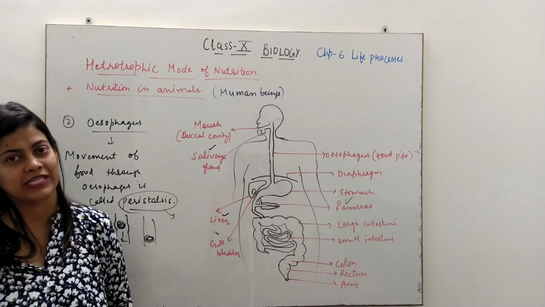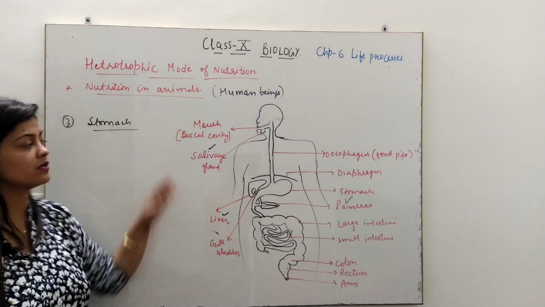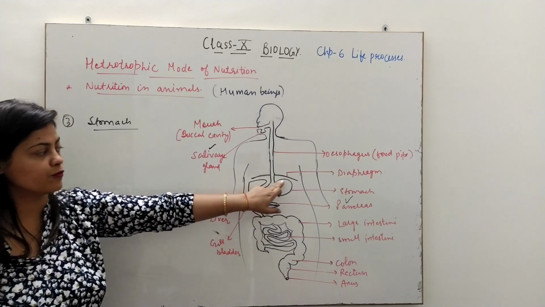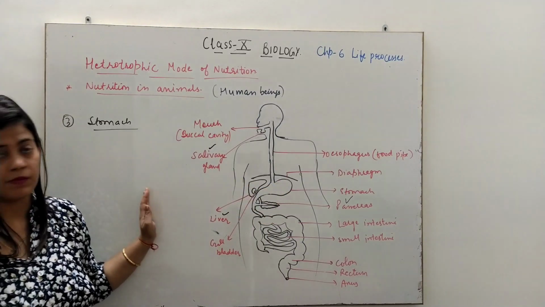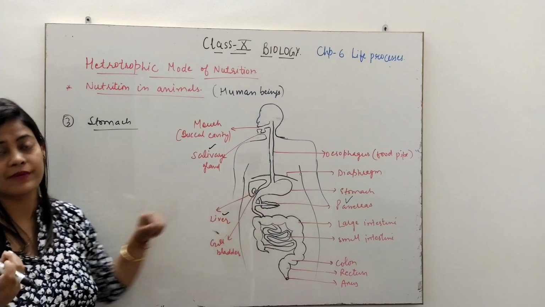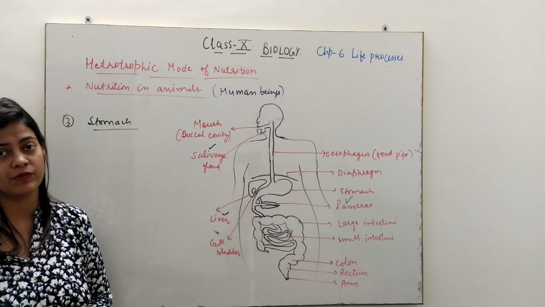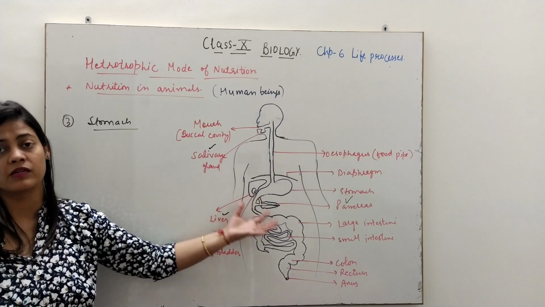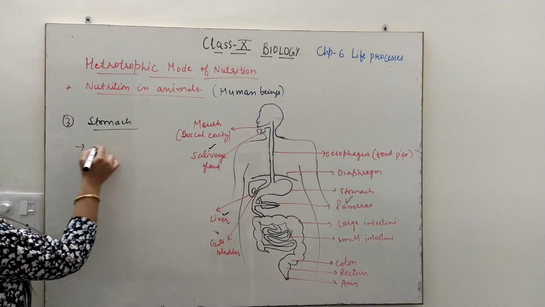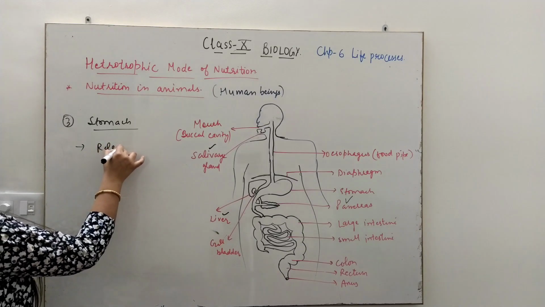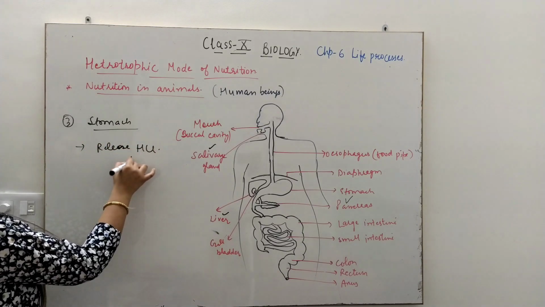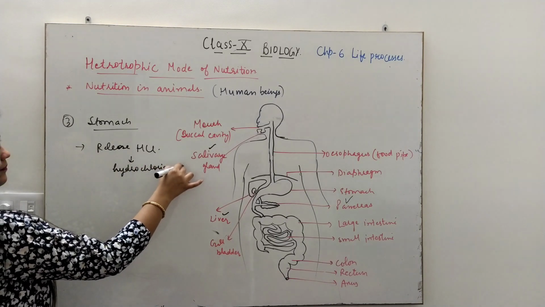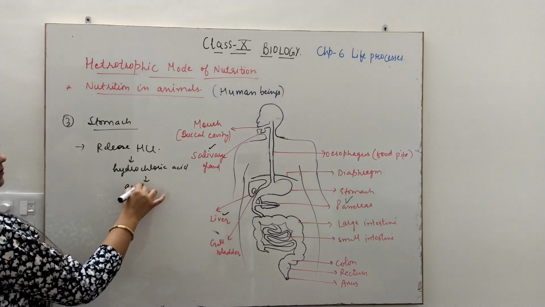Now let's see the function of the next part. The next part is what? The stomach, because the esophagus is directly connected to the stomach, and the food will enter inside the stomach. In the stomach there is release of some enzymes and some acidic conditions are provided so that the food can easily be digested for further processing. The function of the stomach is to release HCl, that is hydrochloric acid, which provides an acidic medium.